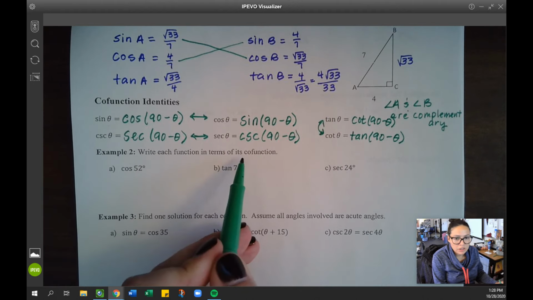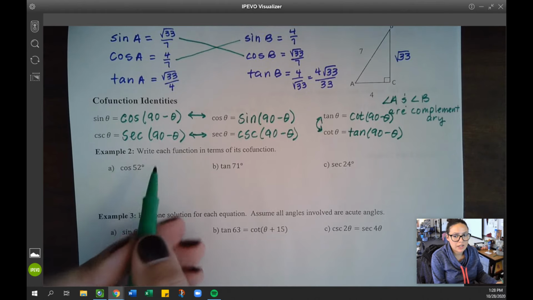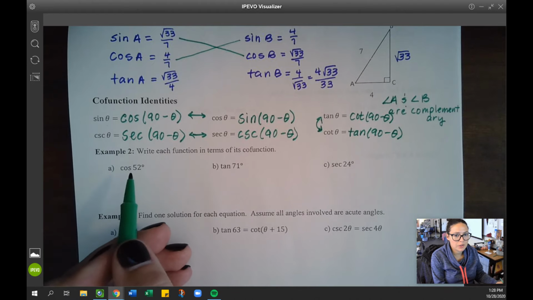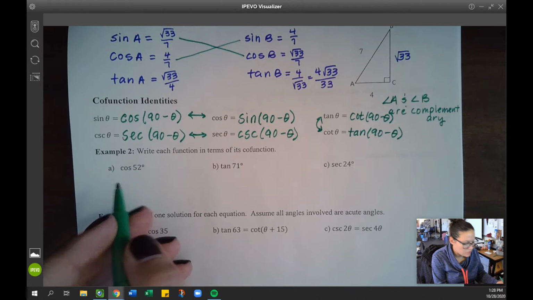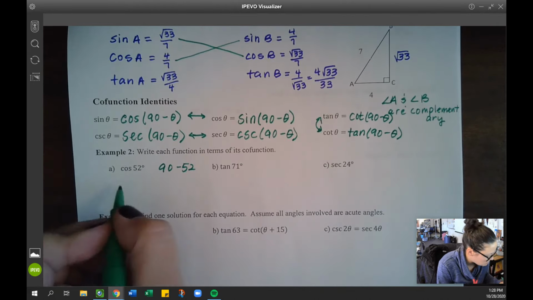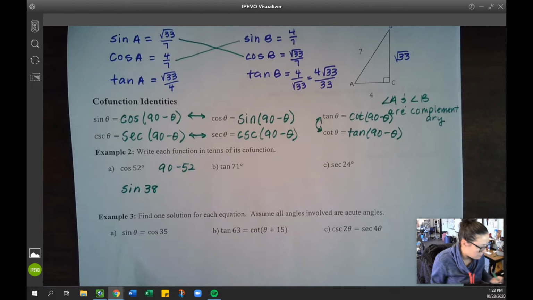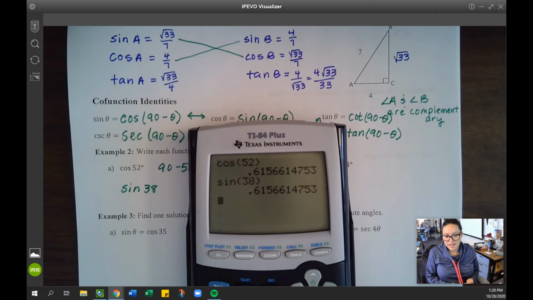Write each function in terms of its cofunction. So let's think about an expression that would be equivalent to the cosine of 52. Well, the cofunction with cosine is sine. And what's the complement of 52? I'm going to do 90 minus 52, which is 38. So cosine 52 is equal to the sine of 38. So just to confirm for you, cosine 52 and sine 38 do give us the same value.